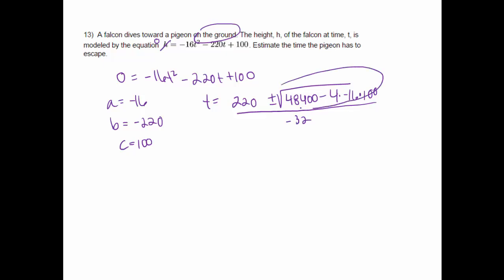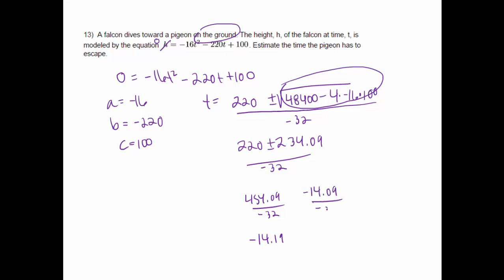Okay, if we type this into our calculator and use the square root button, we'll get 220 plus or minus 234.09 all over negative 32. So if I do 220 plus 234.09, I get 454.09 over negative 32. That gives me negative 14.19. And then if I do 220 minus 234.09, I get negative 14.09 divided by negative 32. That gives me 0.44. Well, we can't have a negative time, so that will be gone.